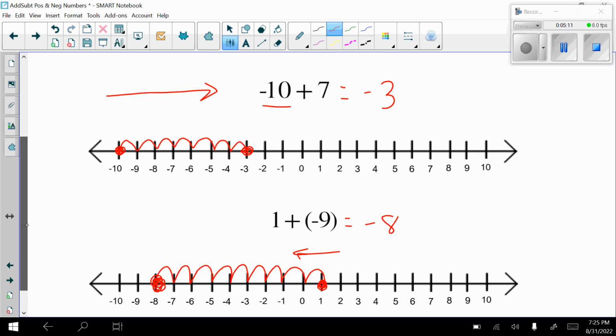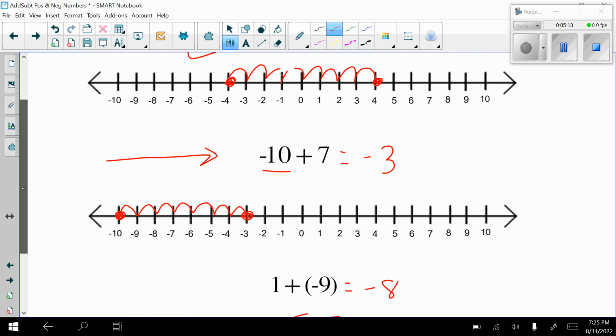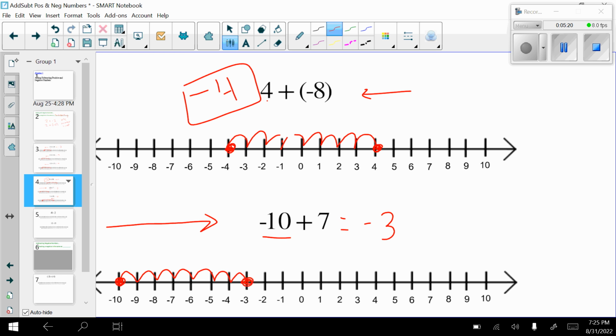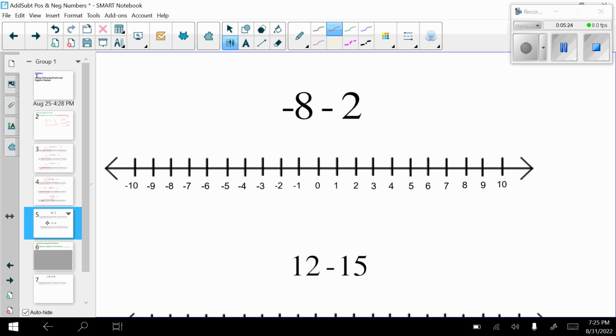So again, big thing to take away from these examples. Adding a negative number is the same thing as subtracting. Okay? And you can always use the number line to help you if you don't know what to do with the negative number. Okay, let's look at some other ones.